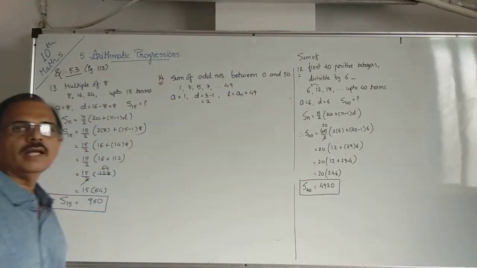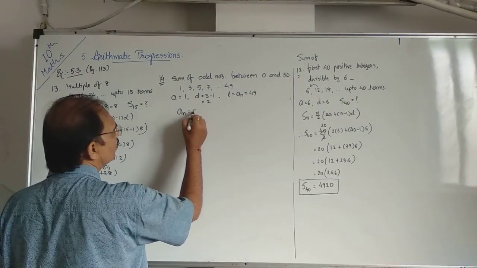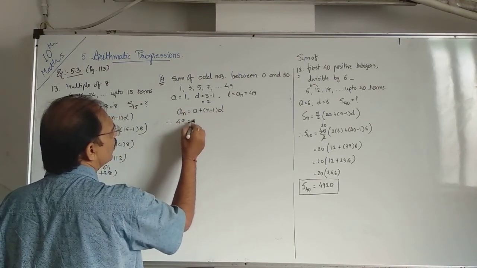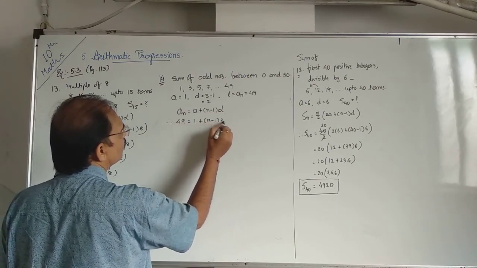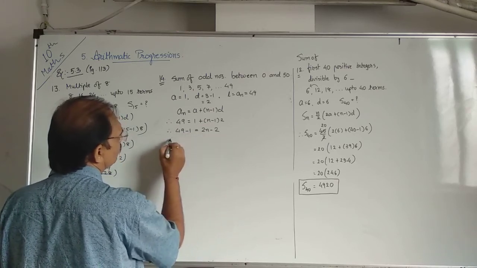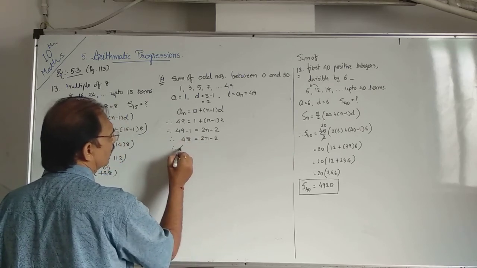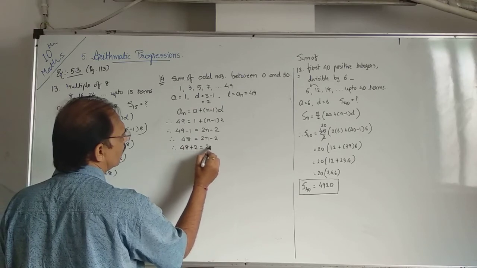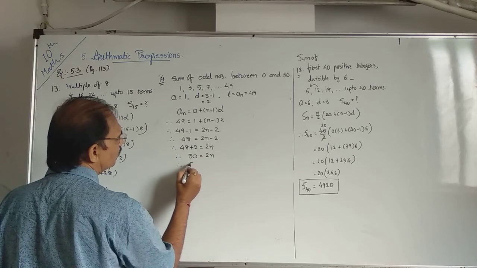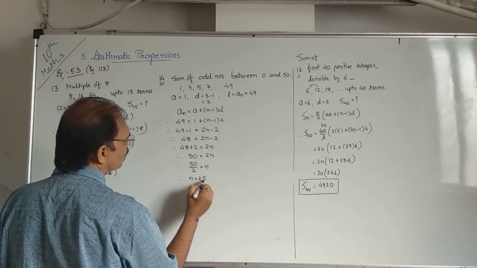So first find out n. How many terms are there? By applying an equals to a plus n minus 1 into d: 49 equals 1 plus n minus 1 into 2. 49 minus 1 equals 2n minus 2. 48 equals 2n minus 2. Minus 2 take to the other side. 48 plus 2 equals 2n. 50 equals 2n. 2 is in multiplication, move down. 50 divided by 2 equals n. So n equals what?